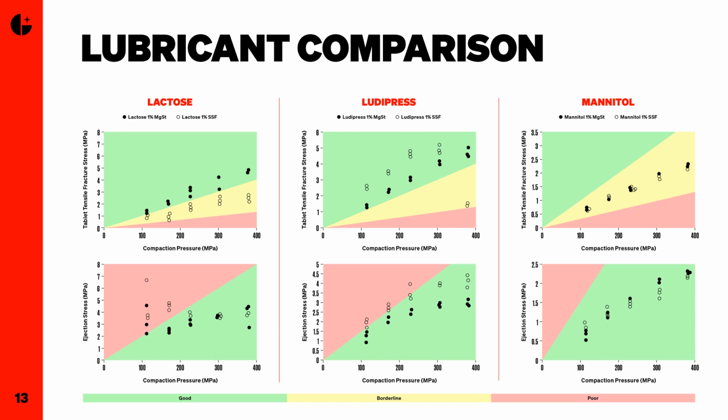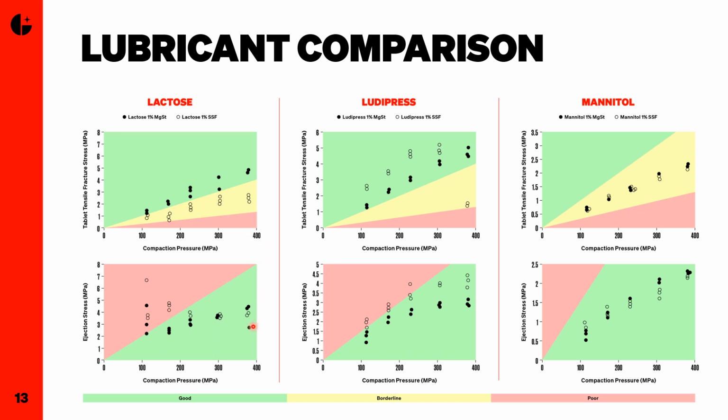In the first example, which is lactose lubricated with magnesium stearate and sodium stearyl fumarate, here we have the magnesium stearate tablets as the solid circles. And it's pretty obvious from this top graph that the magnesium stearate tablets are stronger than the SSF tablets across all of our compaction pressures.